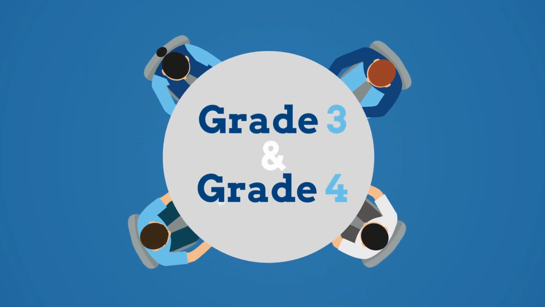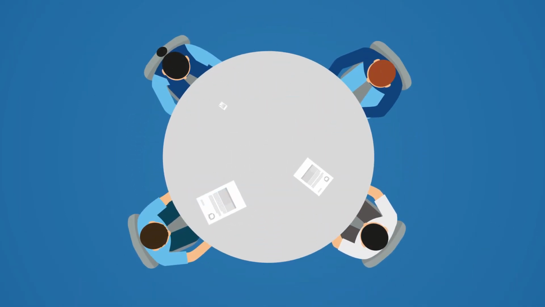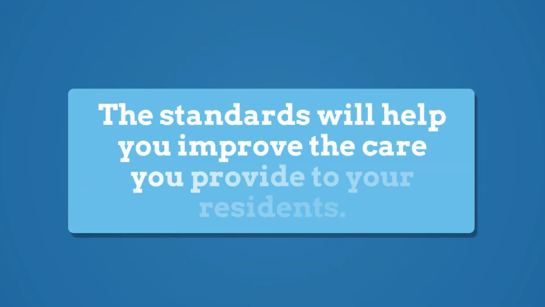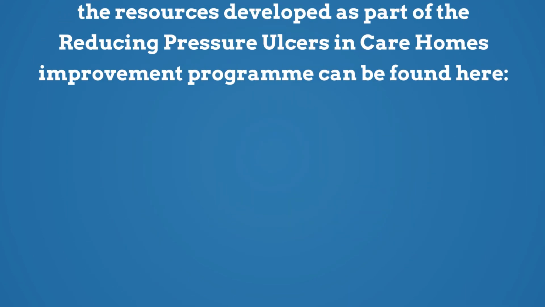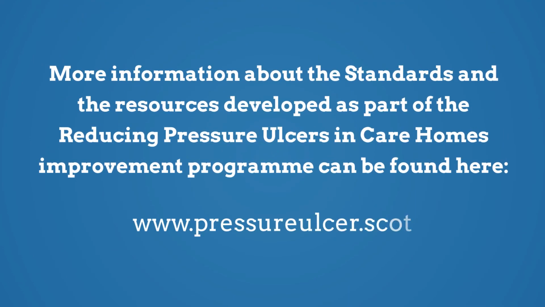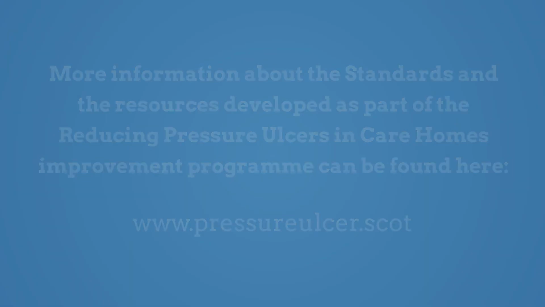Care home managers are responsible to ensure a formal investigation is carried out for every grade 3 and grade 4 pressure ulcer that occurs. Care home managers are also responsible to promote a safe and just culture where lessons can be learned and used for improving residents' care in the future. The standards will help you improve the care you provide to your residents. More information about the standards and the resources developed as part of the Reducing Pressure Ulcers in Care Homes Improvement Programme can be found here at www.pressureulcer.scot.